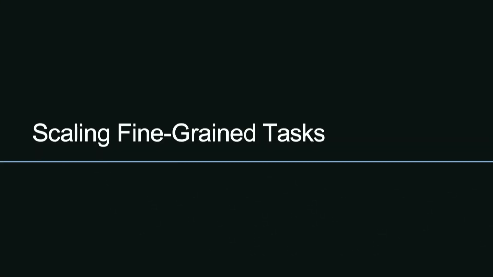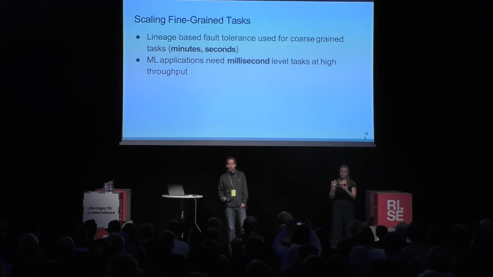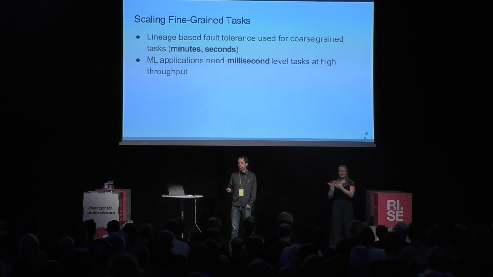OK, so now this is a very nice way to provide fault tolerance for the system. But how do we scale this up? Because the lineage-based fault tolerance per se is not new. It's also used in systems like Spark or Seal. But this is typically being used on coarse-grained tasks on the order of minutes or seconds, whereas machine learning applications really need very fine-grained tasks on the order of milliseconds, and also at very high throughput.